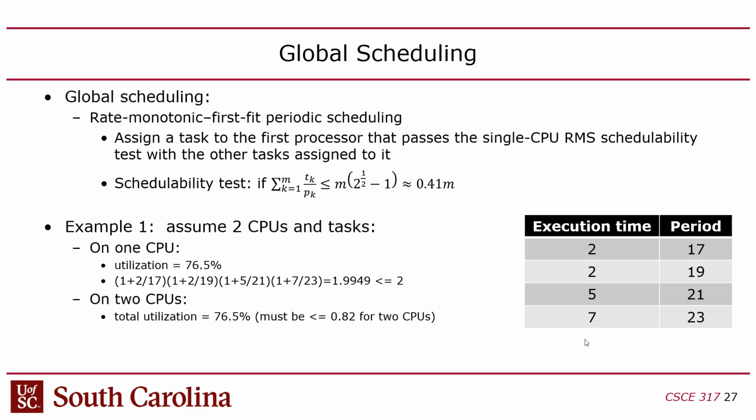I don't know why I wrote it as 2 to the 1/2 power. That's the square root of 2 minus 1, which is 0.41, right? Because the square root of 2 is like 1.41 something. So if you have, say, 4 processors, this is limiting the utilization to 4 times 0.41, right?